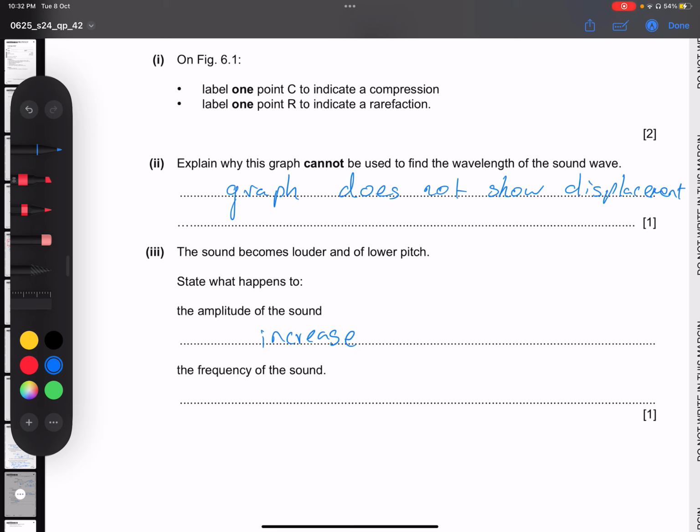And the frequency of the sound would decrease here, since the frequency of the sound is directly proportional to the pitch of the sound. So when there's a lower pitch, there's a lower frequency.